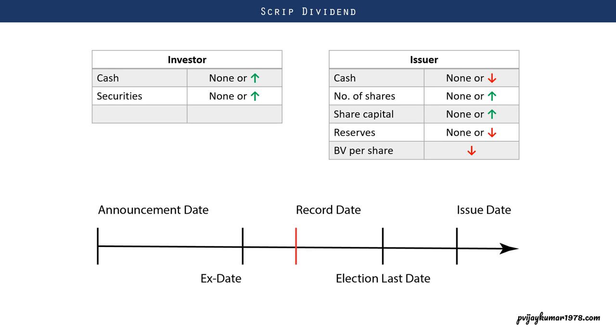The payment date here refers to the date by which the payment of the dividend will be made to all shareholders who have opted for cash dividend. The issue date refers to the date on which the new bonus shares will be issued to all those shareholders who have opted for bonus. The scrip dividend affects both the cash position and the capital of the company.